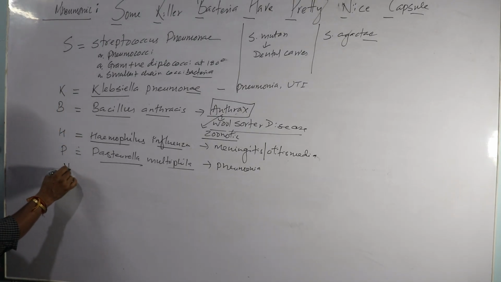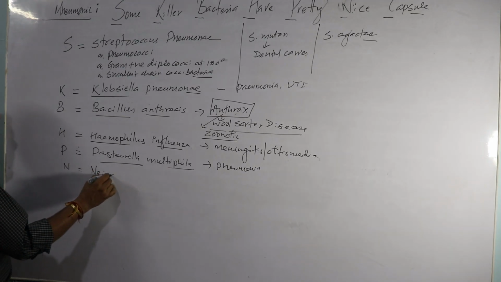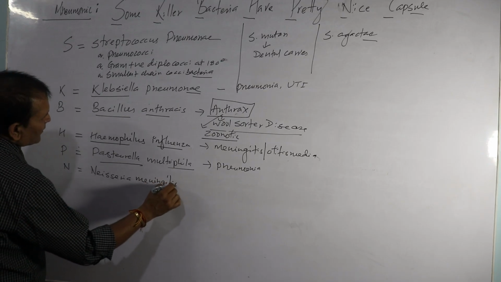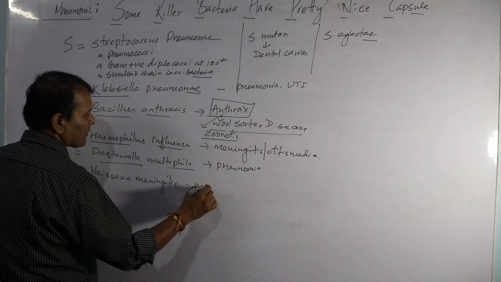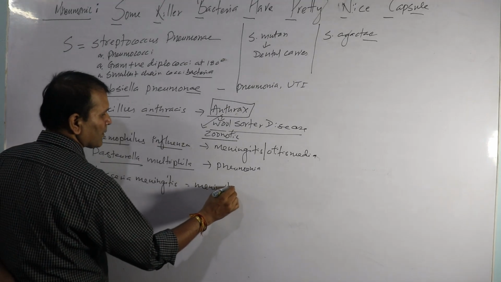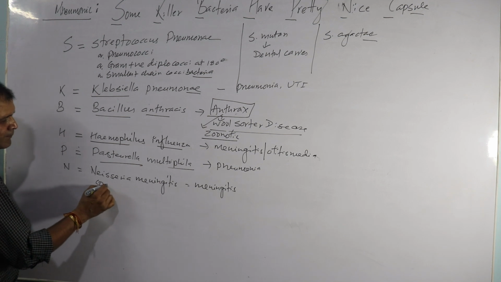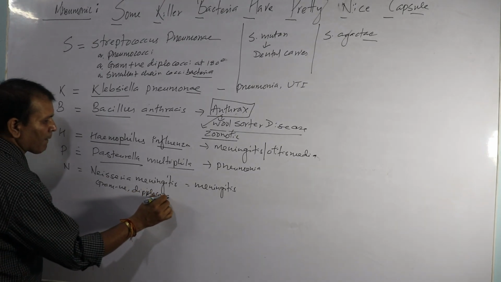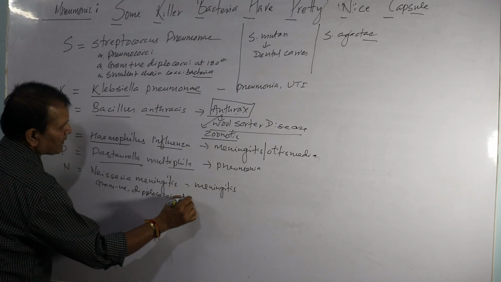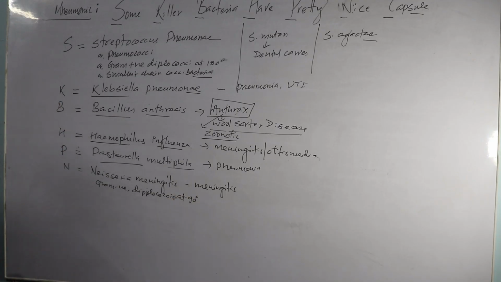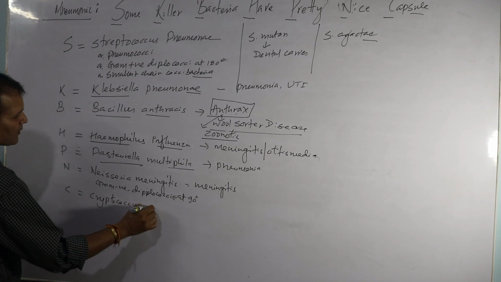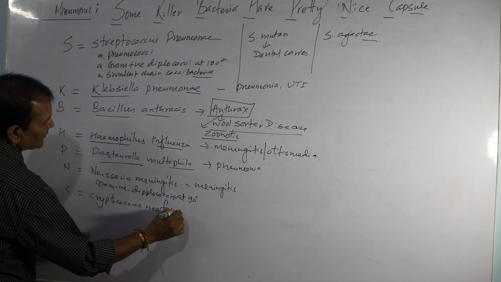And N represents Neisseria meningitidis. So it's a causal agent of meningitis. It is a gram negative diplococci at 90 degree. So last one, C represents Cryptococcus neoformans. It's a fungi.